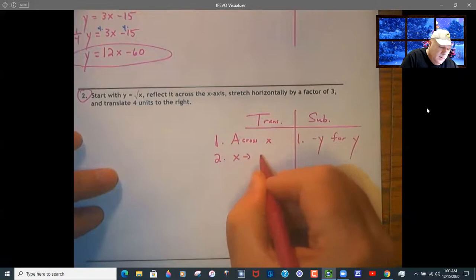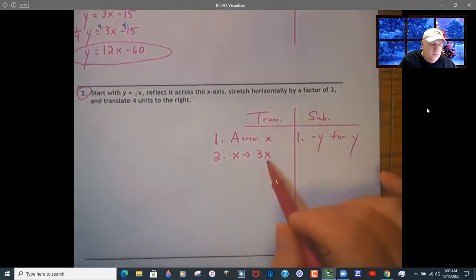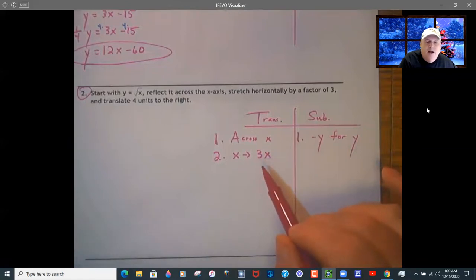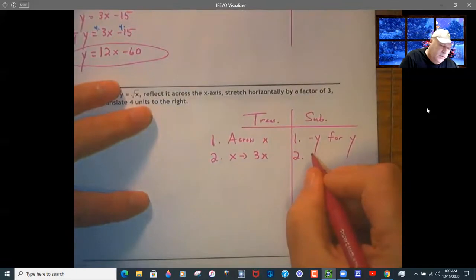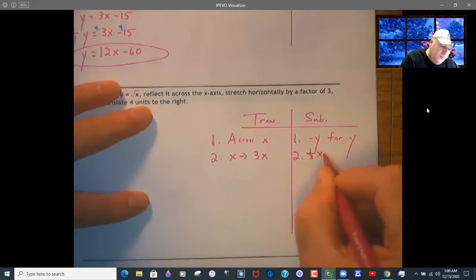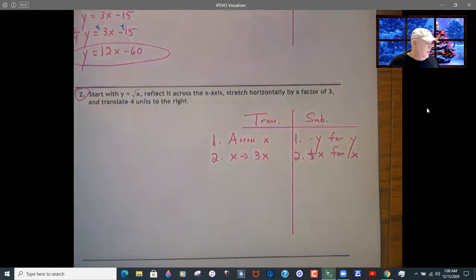So anytime you are going horizontally, whether it's translating back and forth or stretching, it is dealing with x. So you see the word factor, it's going to be this multiplication or sometimes multiplying by a fraction. And when you see translate or sliding, that's when you're doing the adding. So here we're going to replace x. We're going to say 1/3 x for x. I was going to say replace x with 1/3 x.